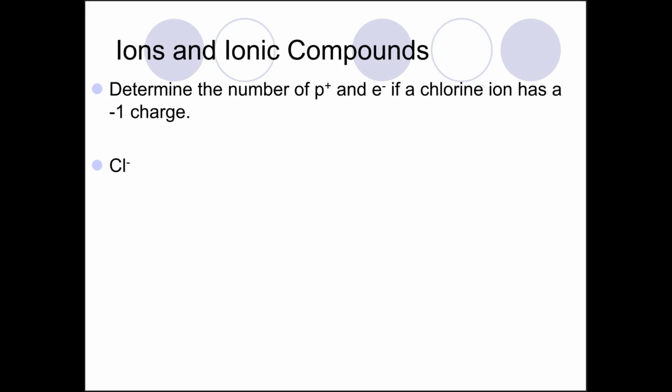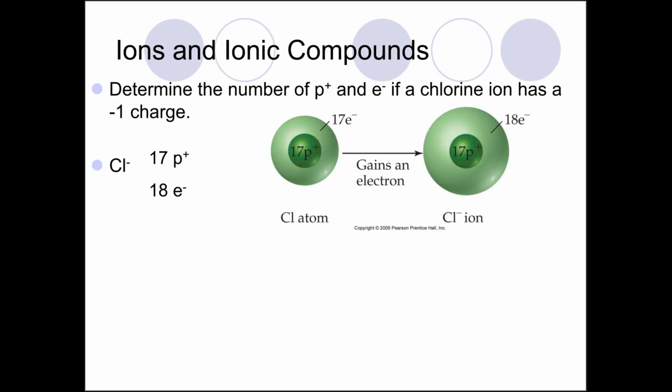Okay. Well, if it's got a -1 charge, that means it has to have one more electron than it has protons. So if it has 17 protons, it's going to have 18 electrons. More negatives than positives in this case. So what that atom would look like, it actually gets bigger when it gains electrons. I think that makes sense, right? We add something to it so it gets bigger.